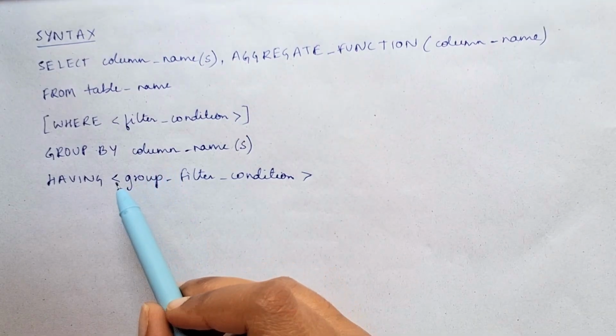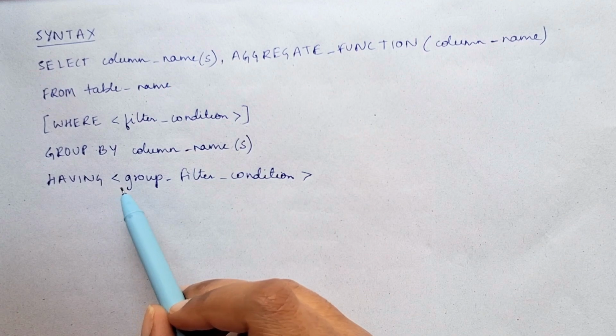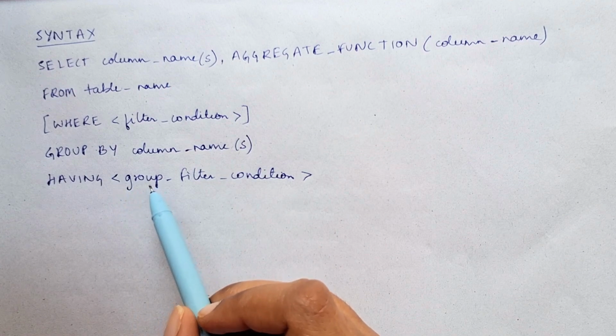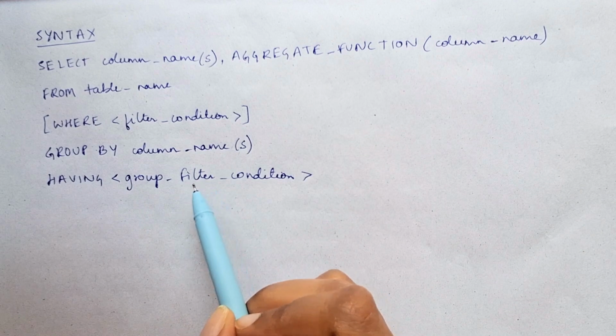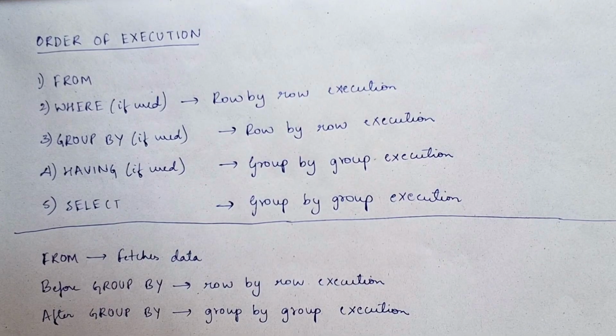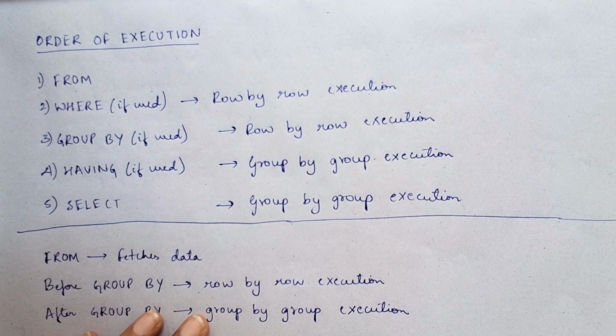Finally, we have the having clause. Having clause is used to filter the groups created by group by. The condition here is checked group by group, and guys, only the groups that satisfy the condition will appear in the final output. Now let us understand the order of execution.